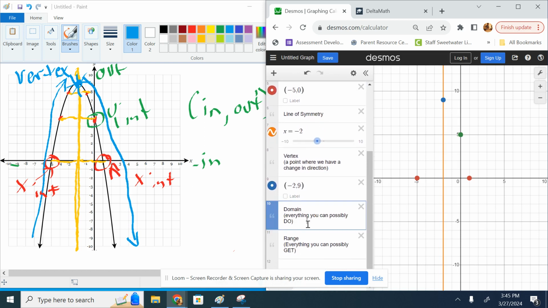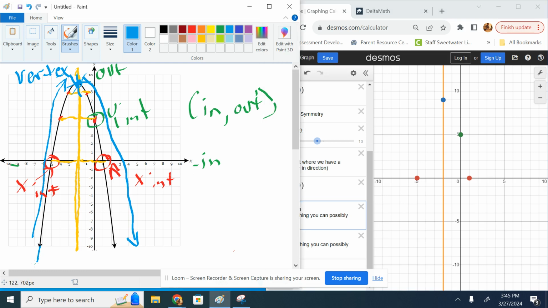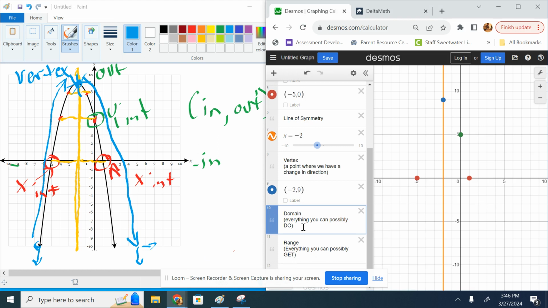Let's talk about the domain. So domain is everything you can possibly do. Okay, so this is definitely confusing, but these arrows point down, but they also have a very small component of left direction, and this one points down and then has a small component of right direction. So it's going to keep going in both of those directions forever. A hint just for linear, exponential, and quadratics, most functions that we deal with in high school have the domain of all real numbers.